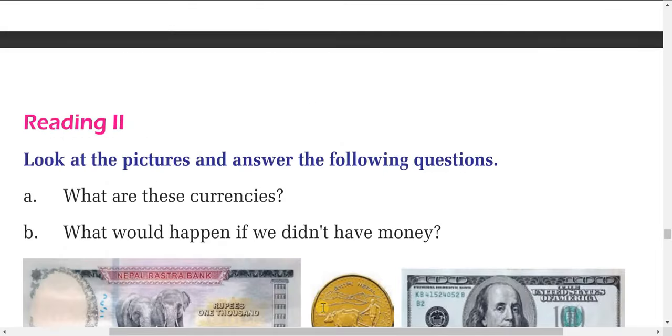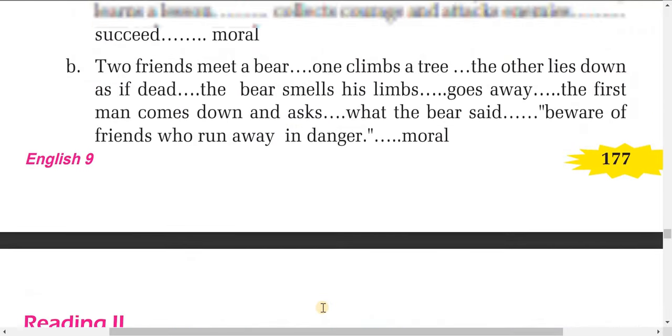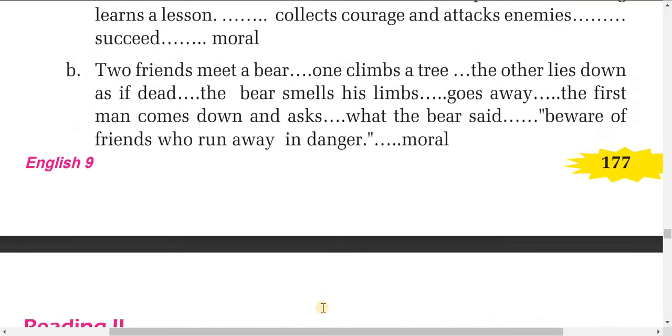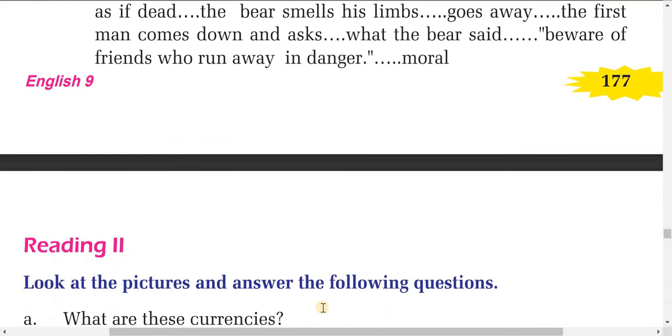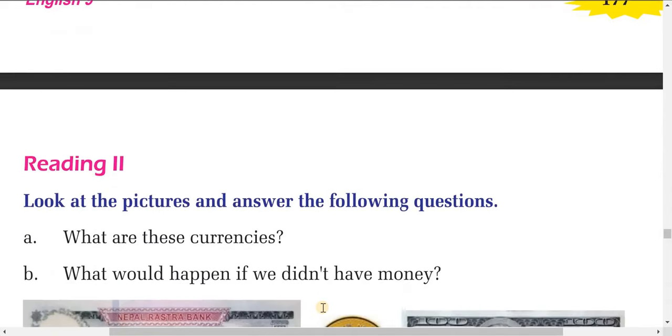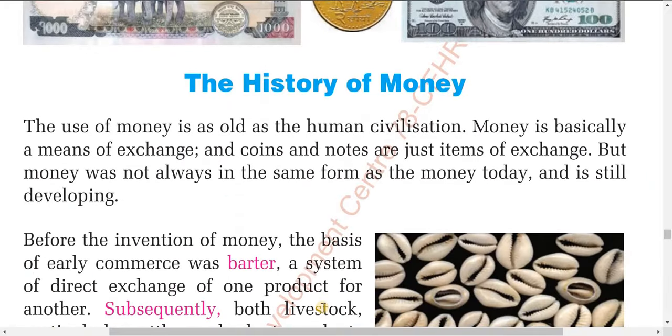Okay, dear students, this is all about some exercises of unit 14. Okay, next I will make a video. I will help you do the exercise of reading second, the history of money.